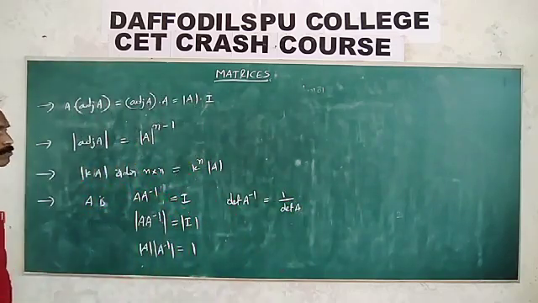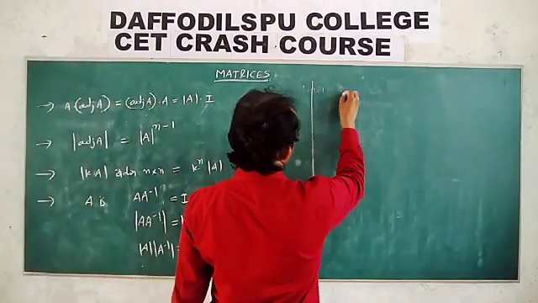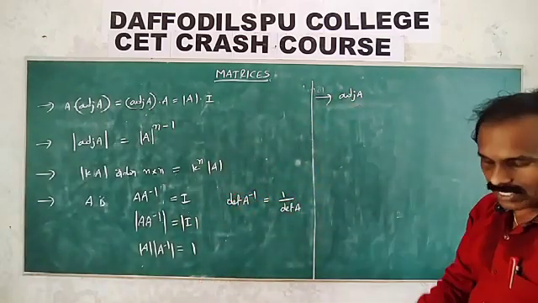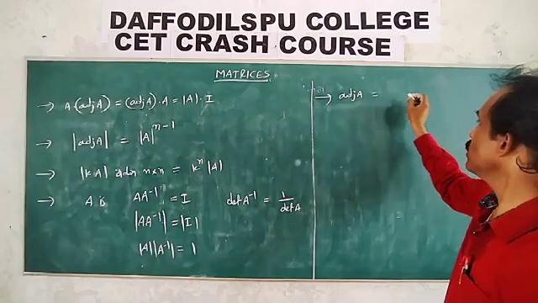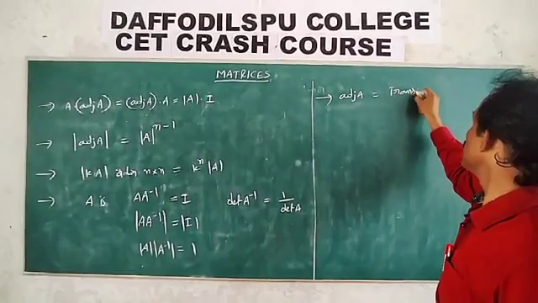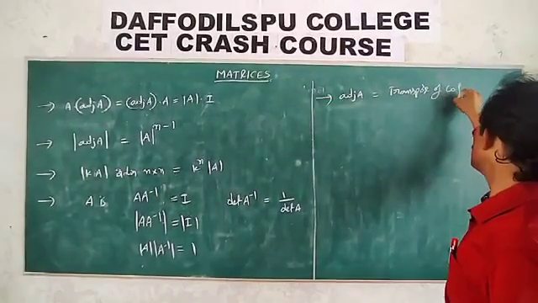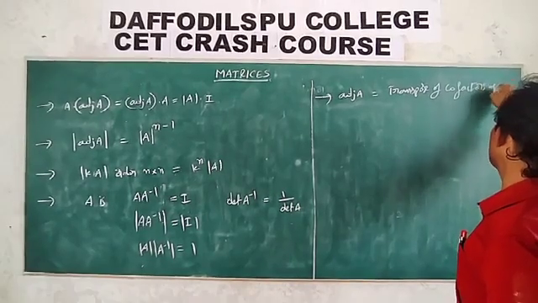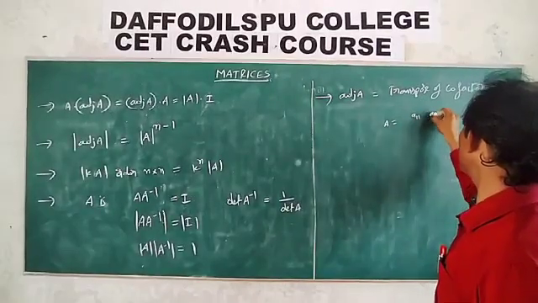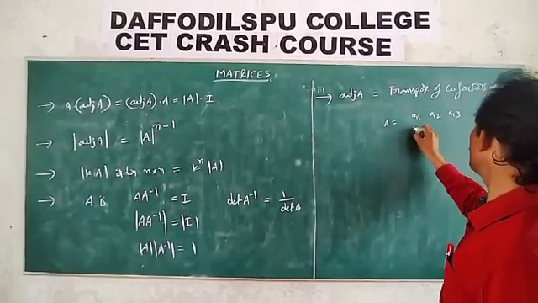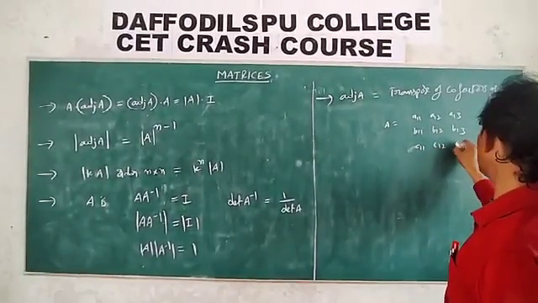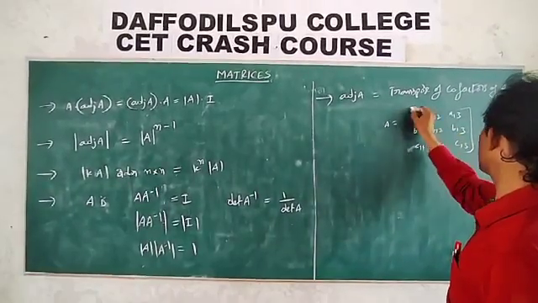Okay, right. And adjoint A. What is adjoint A? By definition, adjoint A is the transpose of the cofactors of the matrix A. Suppose matrix A is equal to A11, A12, A13, B11, B12, B13, C11, C12, C13, right?